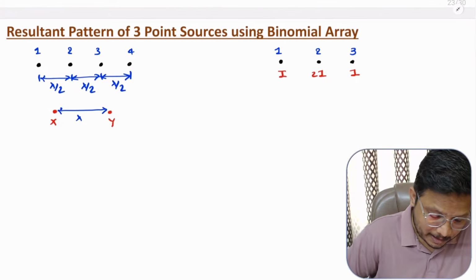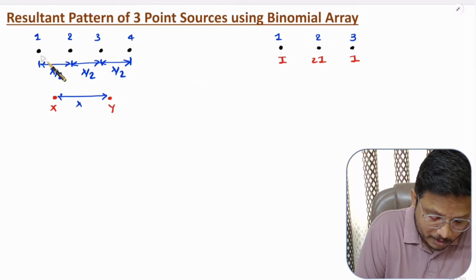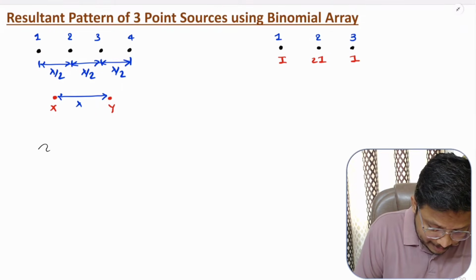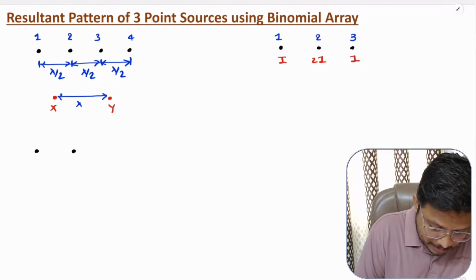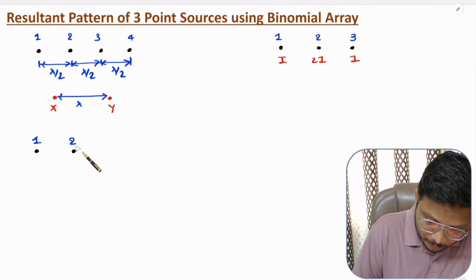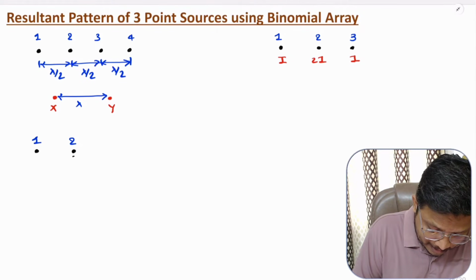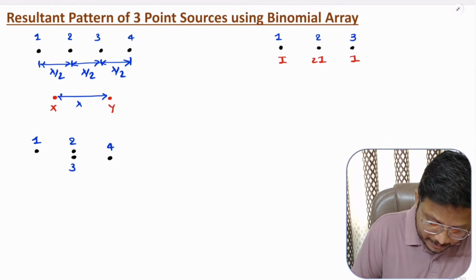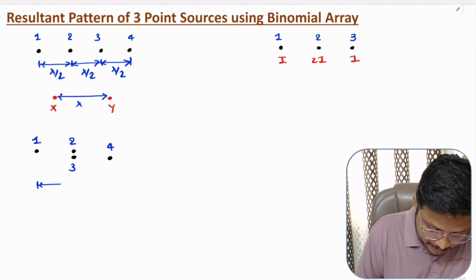See, instead of taking a group like this, what you can do is take a group like this. You see, this is element 1 and 2, and now element 3 and 4 that I'm taking over here. Right. Now see here, spacing is how much? Spacing is lambda by 2 only. Here also spacing is lambda by 2 only.